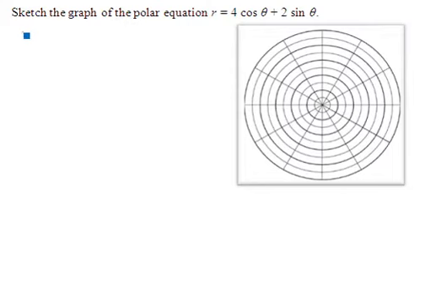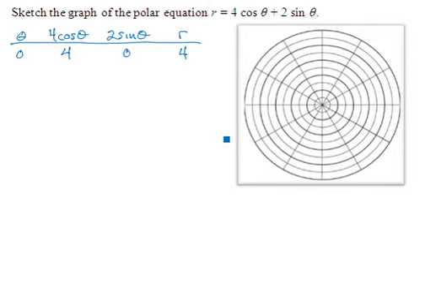I'm going to make a table that includes an angle theta, a value for 4 cosine theta, a value for 2 times the sine of theta, and finally a value for r, which will be the sum of those previous two columns. If theta is 0, cosine is 1, so we have 4 here and 0 here because sine is 0, and that gives me our value of 4 when I'm pointing in the 0 radian direction.